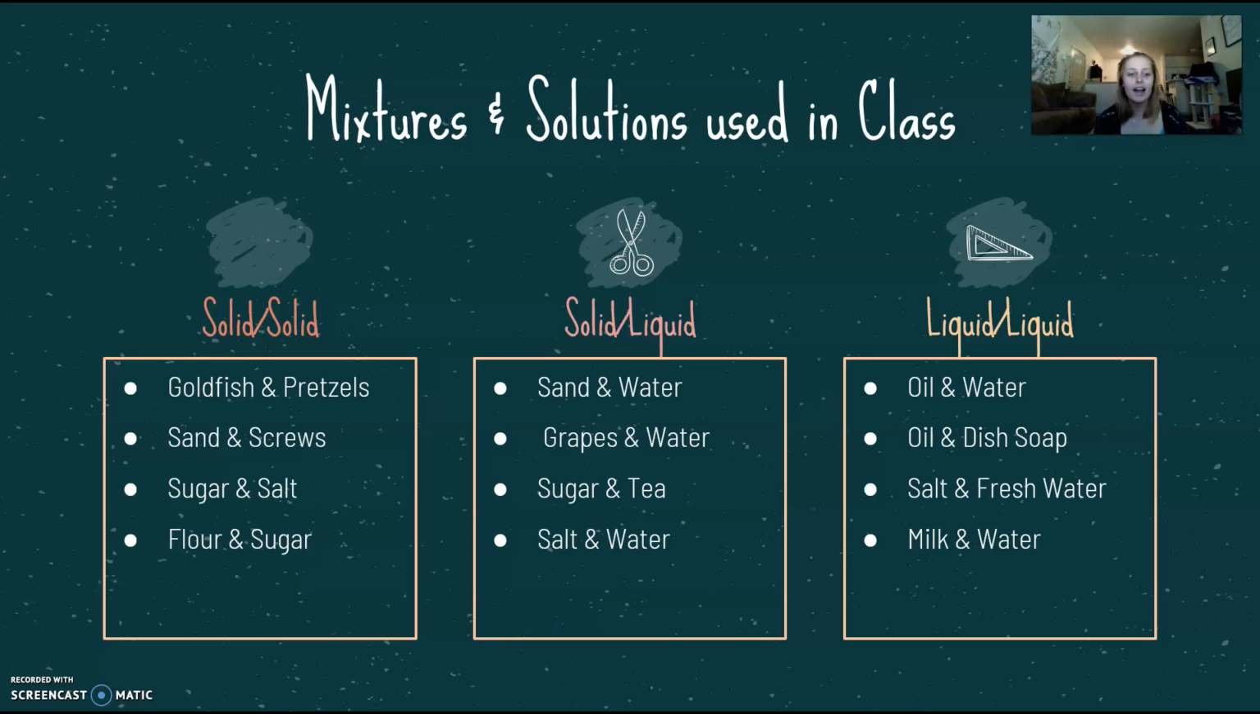And on this slide, I have a couple more different examples. So for your solid, you have goldfish and pretzels, sand and screws, sugar and salt, or flour and sugar. For a solid liquid mixture solution, sand and water, grapes and water, your sugar tea or salt water, and then liquid solutions or mixtures, oil and water, oil and dish soap. You also have salt and fresh water or milk and water.